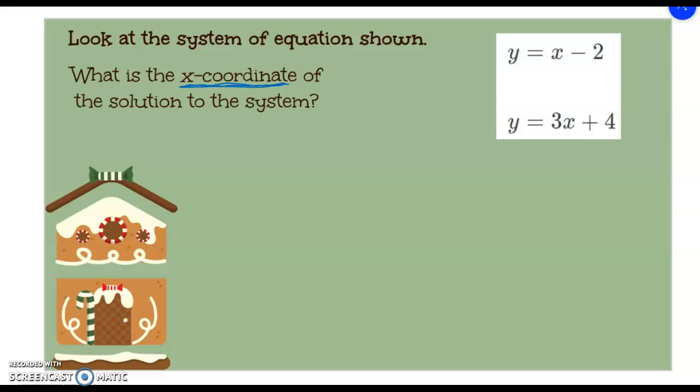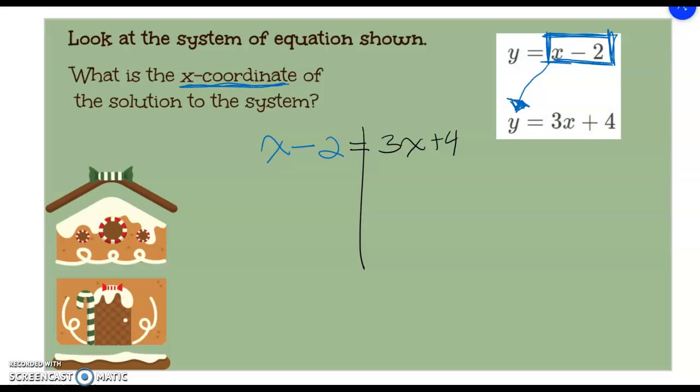So now that you've paused the video and solved it, let's see if you're right, which I guarantee you are. It doesn't matter which equation you use and plug in for y. I'm just going to take the top one here, y equals x minus 2, and plug it into this y. So now I have x minus 2, because that's what this y says, equals the rest of my equation, 3x plus 4.